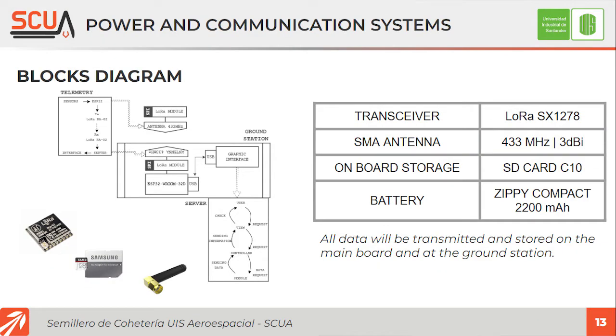On the other hand, there will be a communications and telemetry system. Its operation will be based on LoRa modules at 433 MHz as operation frequency. Additionally, the graphic interface and data processing system is currently in process.